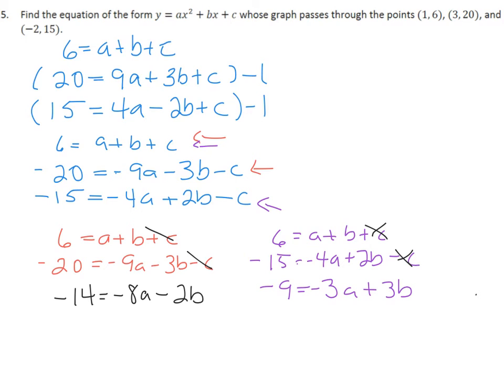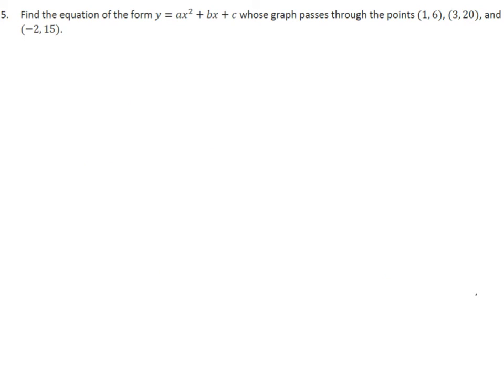So now these are my two new equations, and let's clear some space again so that we can see all of this. If I rewrite my two equations here, we said that we have negative 14 is equal to negative 8a minus 2b, and my other equation was minus 9 is equal to negative 3a plus 3b.